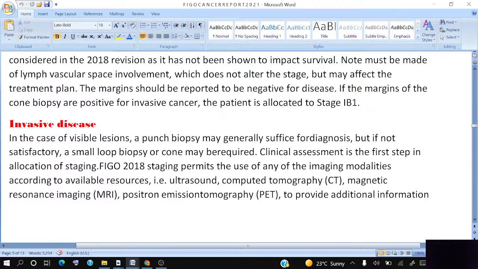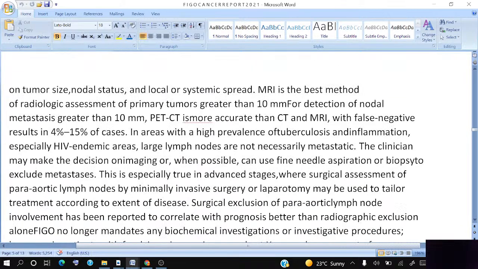So here the FIGO 2018 staging permits the use of any imaging modalities according to the available resources, like ultrasound, CT, MRI, and PET, providing additional information like tumor size, nodal status, and local and systemic spread. MRI is the best method for radiological assessment. A primary tumor greater than 10 mm raises the possibility of nodal metastasis.